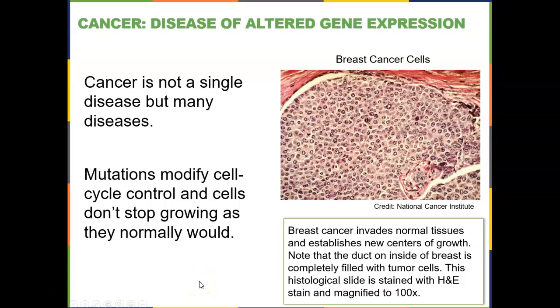Now, what happens in the case of cancer is that we can have a situation where gene expression is altered. And if we alter the reading of the genes, we can speed up that reading, and that may affect going through the cell cycle and causing the cell to grow more than it normally would.